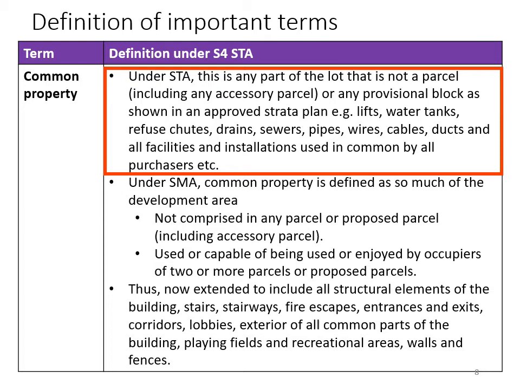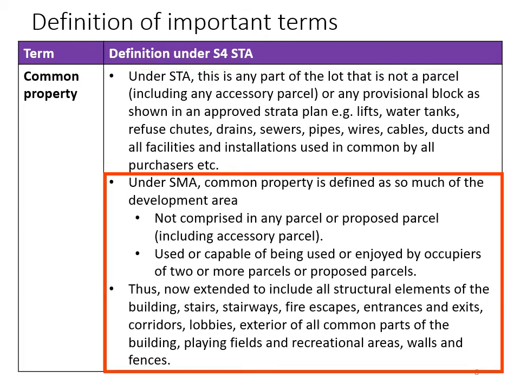Now, the other one, for SMA, is more detailed. Common property is defined as so much of the development area, meaning anything inside the development area which is not comprised of any parcel, not comprised of the proposed parcel, including the accessory parcel. And this is the additional definition: used or capable of being used or enjoyed by occupiers of two or more parcels or proposed parcels. So this is the additional definition provided under SMA.